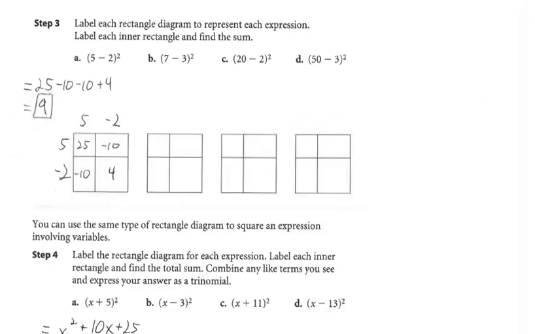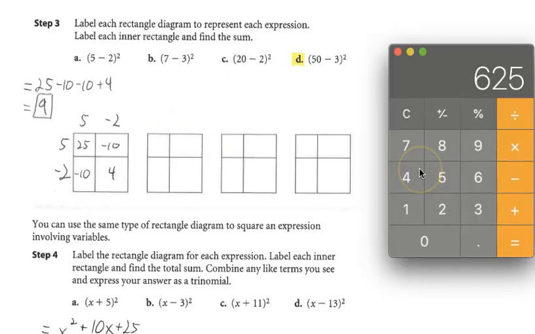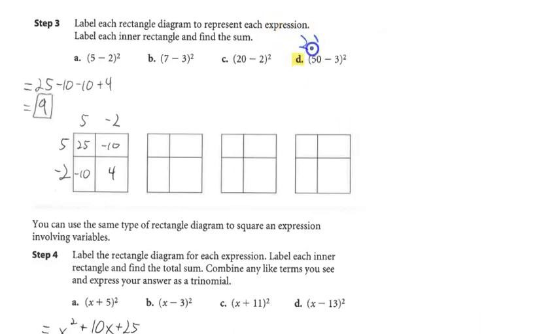All right, let's practice one with subtraction. We'll do letter D. 50 minus 3 to the second power. Pull up our calculator to help us clear off the old answer here. All right, 50 minus 3, we know that equals 47. So let's calculate 47 times 47. All right, so we know that the answer will be 2,209.